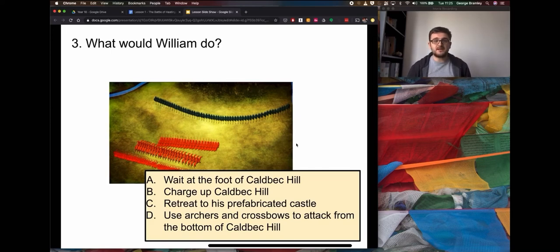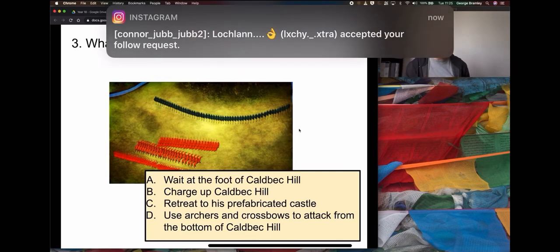Fantastic. Right, let's see what really happened next. William decided to charge up Caldbeck Hill. He started by sending his cavalrymen. Now, he'd hoped those soldiers, those knights, on their horses would be able to sprint at great speed and charge through the Anglo-Saxon shield wall.